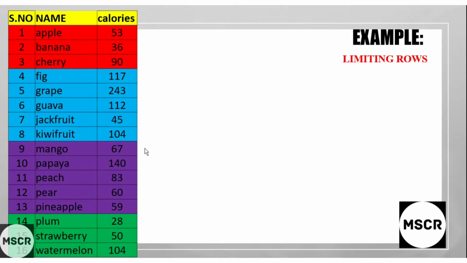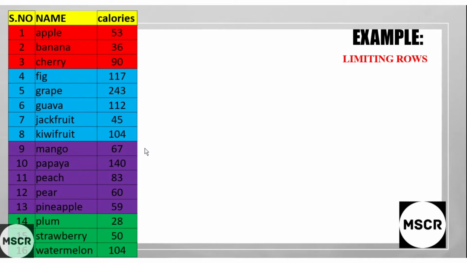I'll explain it in the form of a scenario with one example, for which I have taken a sample table of fruits. So this is the example of limiting rows. Consider this as my table. In this table, I have put all the fruits in ascending order with their corresponding calories. And the first column is the serial number, that is the row number.